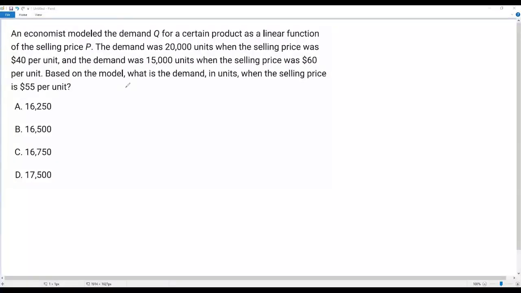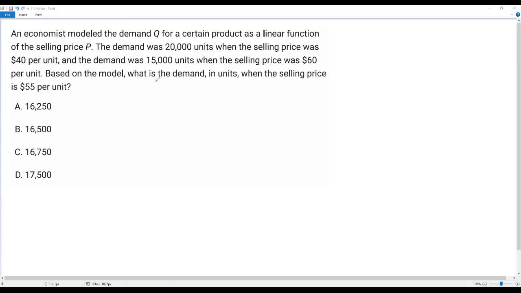Here we have a SAT math question. Okay, let's go through the information. An economist modeled the demand Q for a certain product as a linear function of the selling price P. The demand was 20,000 units when the selling price was $40 per unit, and the demand was 15,000 units when the selling price was $60 per unit. Based on the model, what is the demand in units when the selling price is $55 per unit?